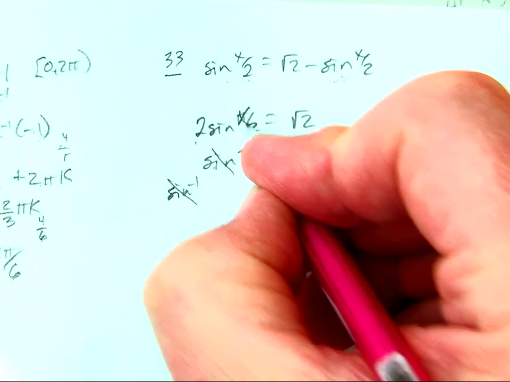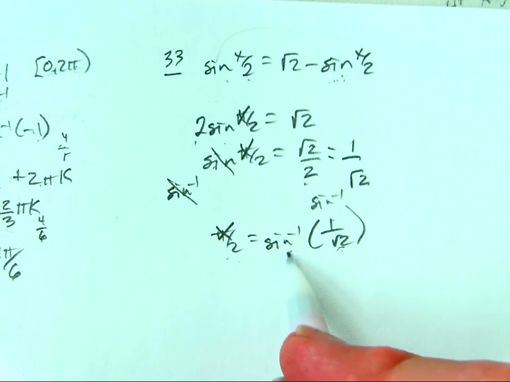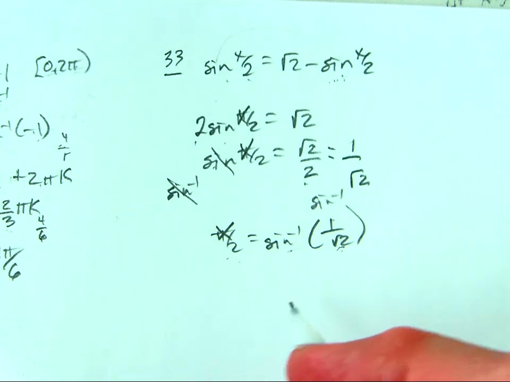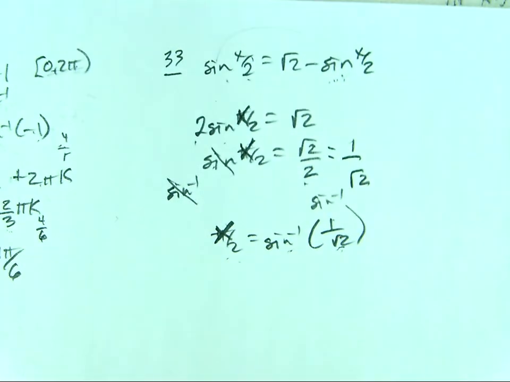I put a pi there. That should be an x. I'm sorry, I got carried away there. That should be an x. Sorry, x over 2 equals, and that probably got you confused. That was an x the whole time. For some reason, I wrote it as a pi.